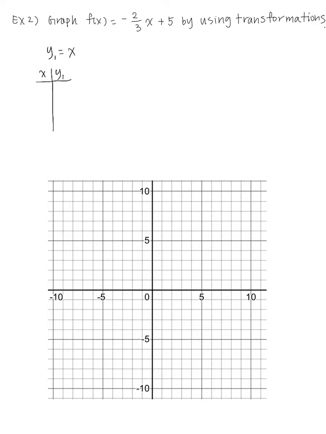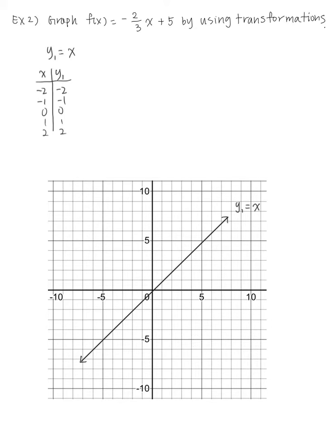Okay, so do you see that when x is negative 2, y1 is also going to be negative 2. They're the same value. And then let's go negative 1, negative 1, 0, 0, 1, 1, and then 2, 2. All right, so let me draw that mother graph. Oh, hey, that's not that bad looking. All right, so let me just denote this. This is our y1, which is going to equal y equals x. So always start from here when you're going to use the transformations.